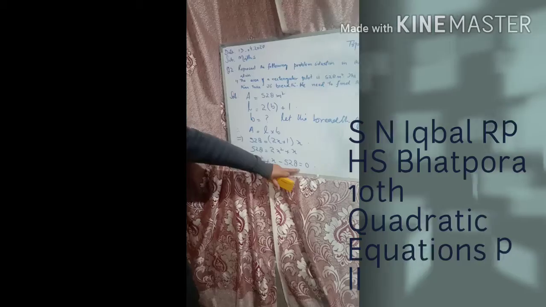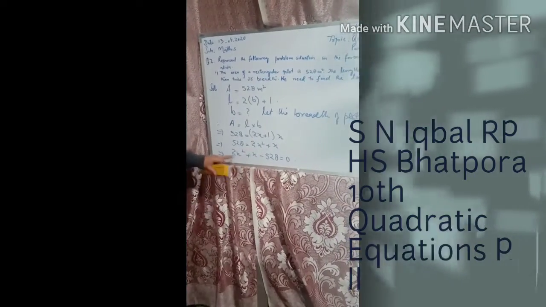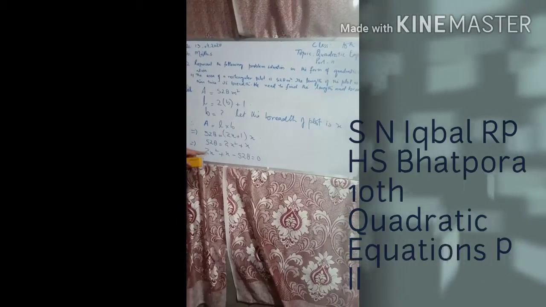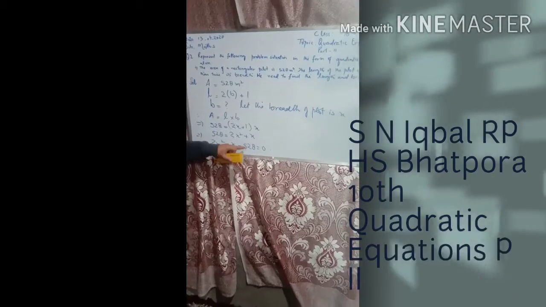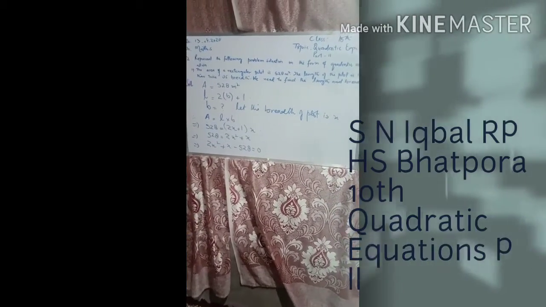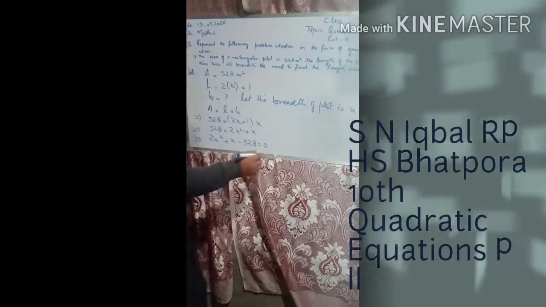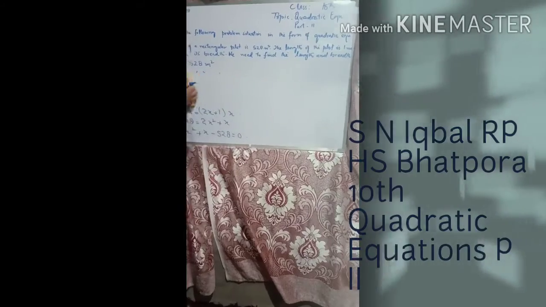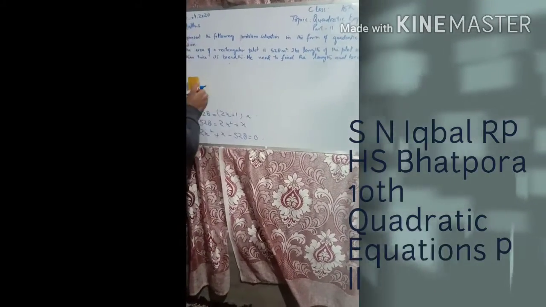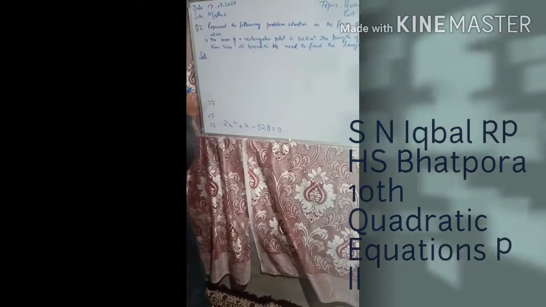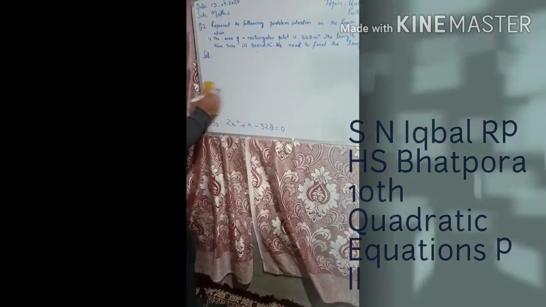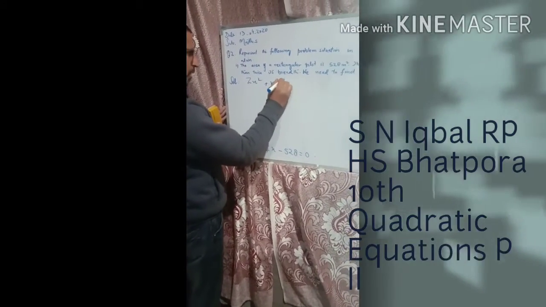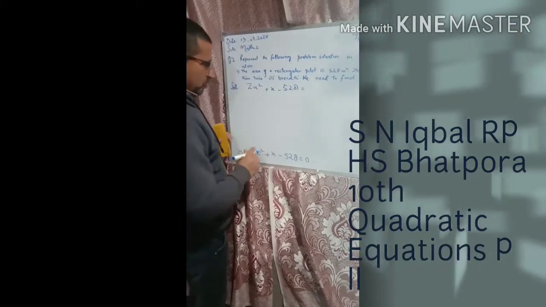So this is the representation of this problem situation in the form of a quadratic equation. This equation is similar to the standard equation ax square plus bx plus or minus c is equal to 0. Now we will solve this quadratic equation so that we get the length and breadth of the given plot. What is the quadratic equation which we obtain? It is 2x square plus x minus 528 is equal to 0.